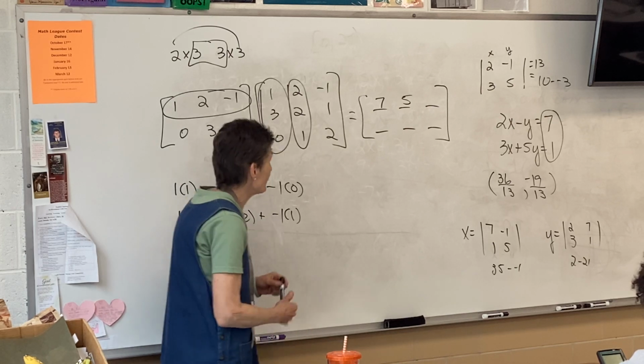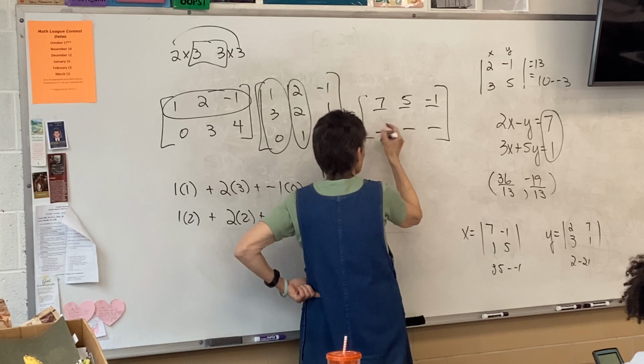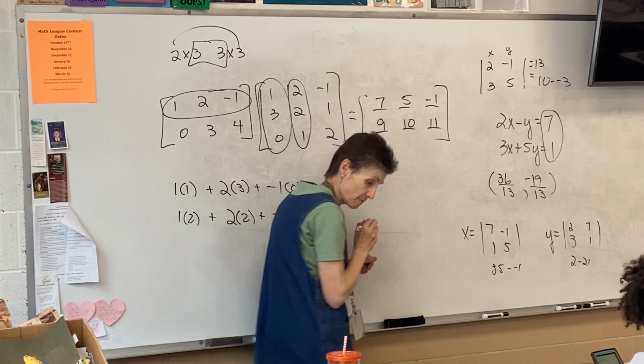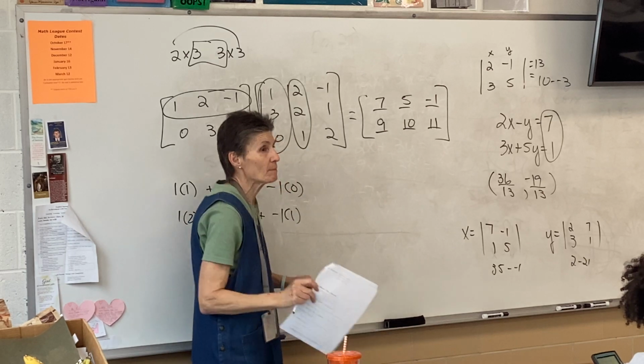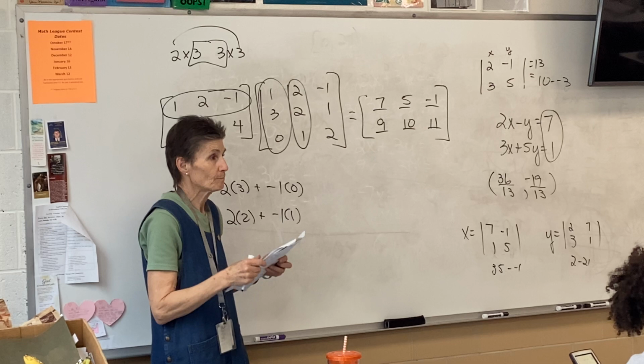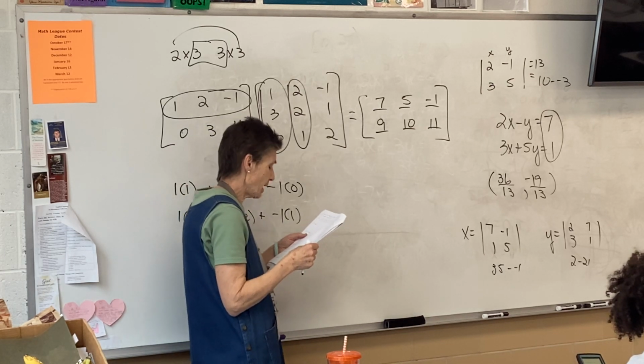Anybody got numbers for me? What'd you get here? -1, okay, here? 9, 10. Let's see if that's what I got. Yep, that's what I got. Anybody need us to work through any of those? Good? All right. C plus 2A.